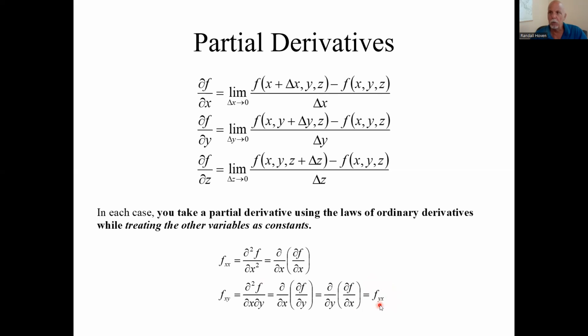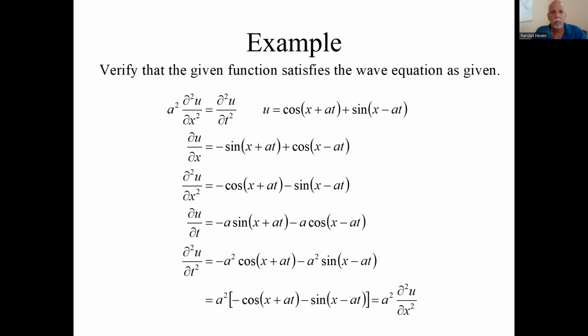Here, it's kind of commutative. This thing means the same as that thing. It doesn't matter the order. Here's a kind of straightforward example. It says, show that this function satisfies this relationship.